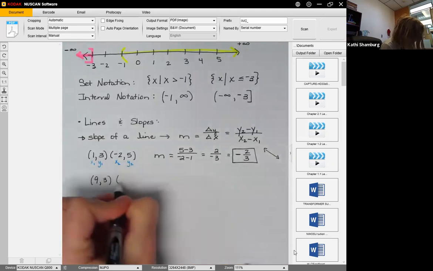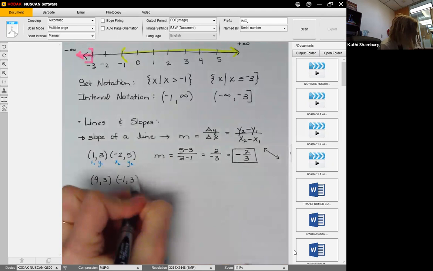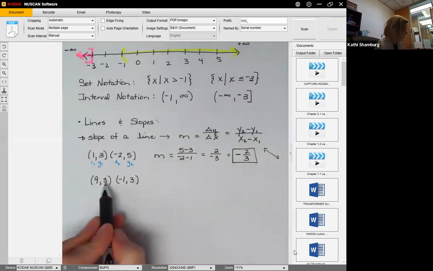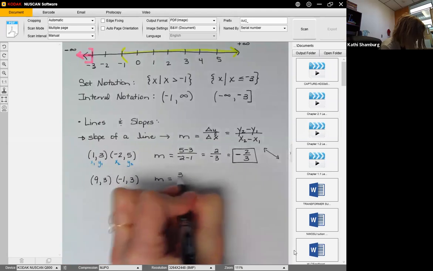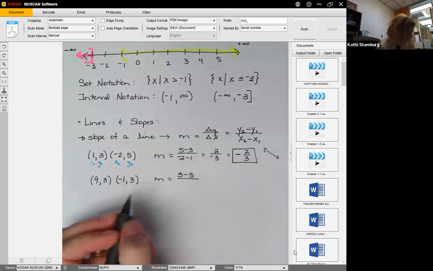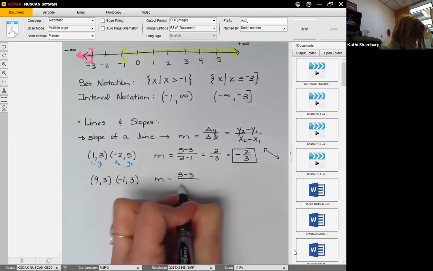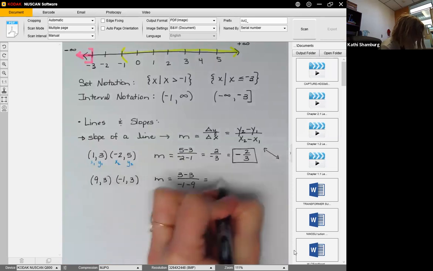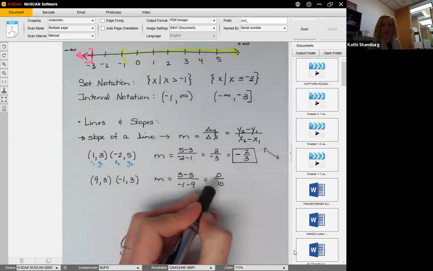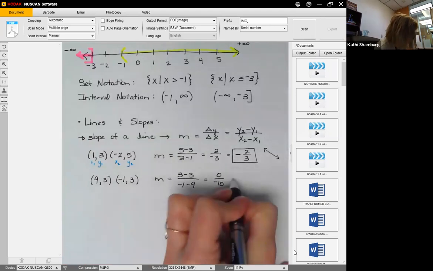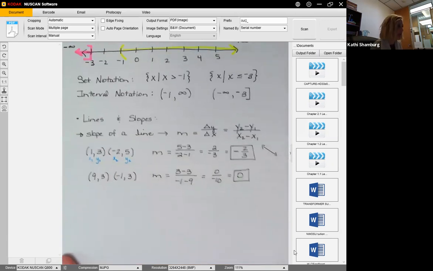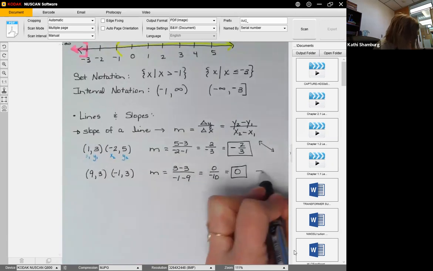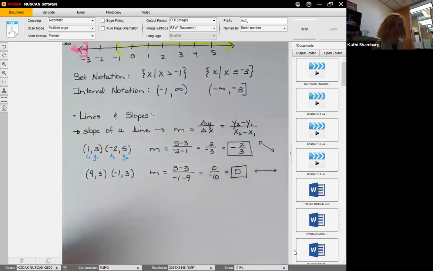Next, the points (9, 3) and (-1, 3). Again, x1, y1, x2, y2. So the slope would be 3 minus 3 over -1 minus 9. So we get 0 over -10. 0 divided by -10 is equal to 0. So the slope is 0, which is a unique situation, a horizontal line.